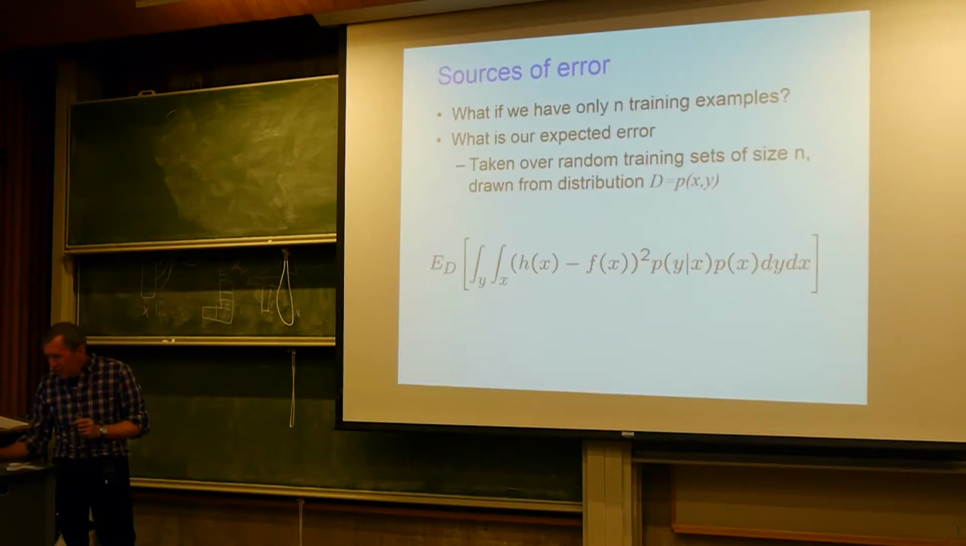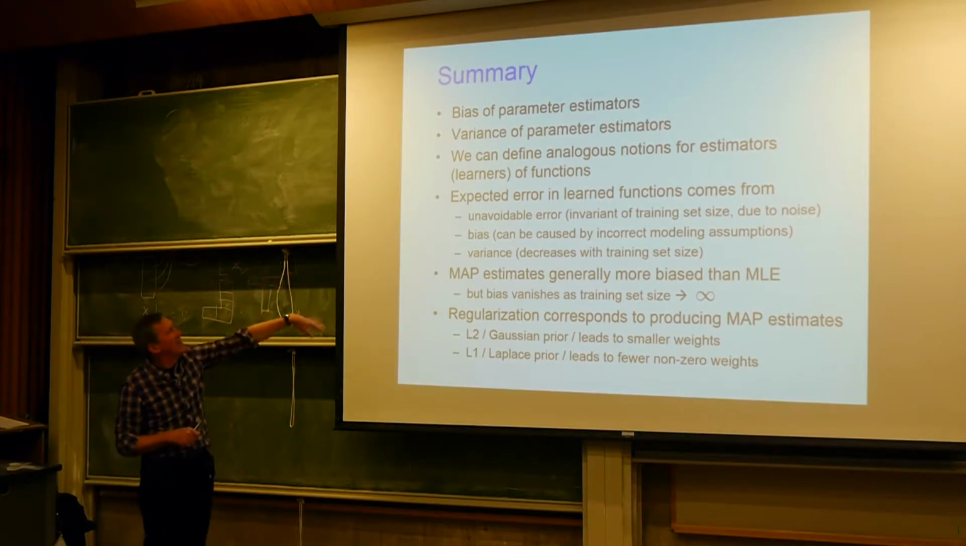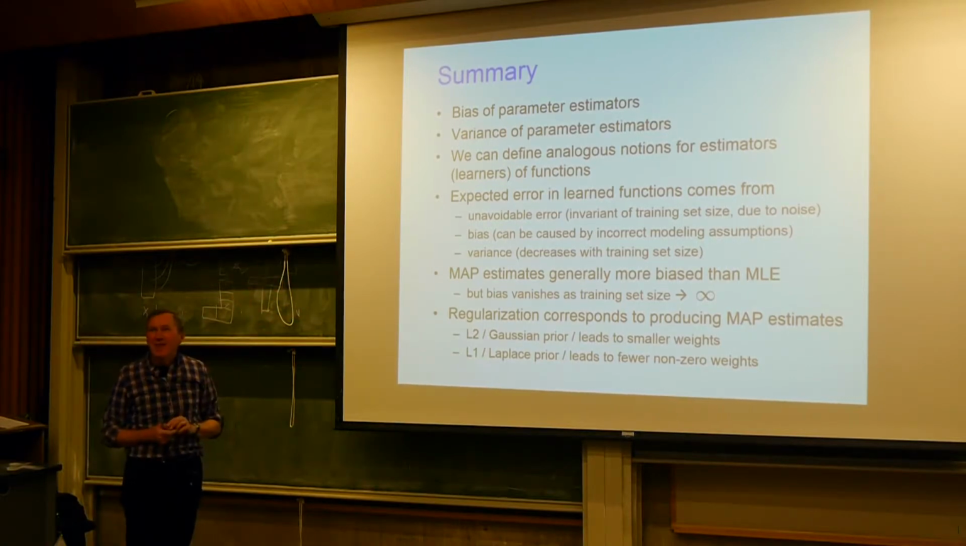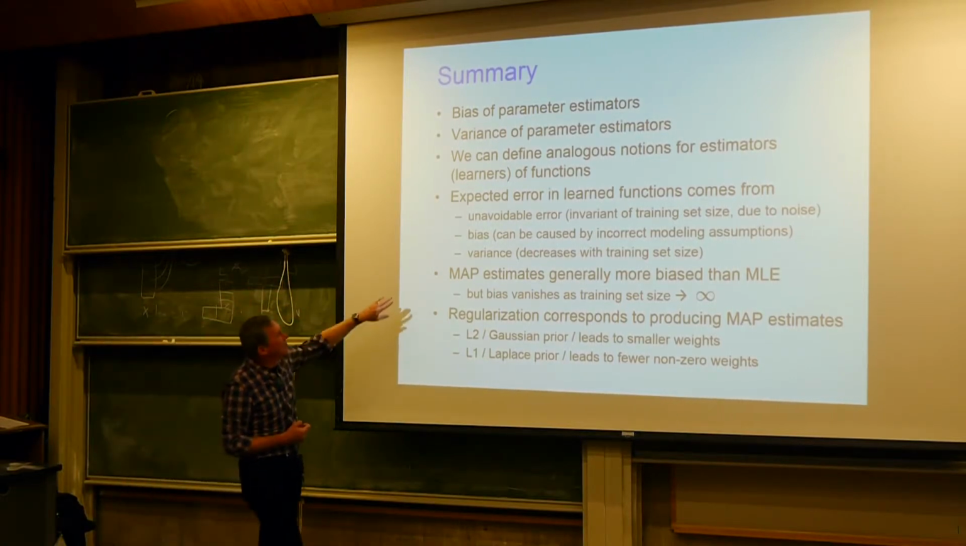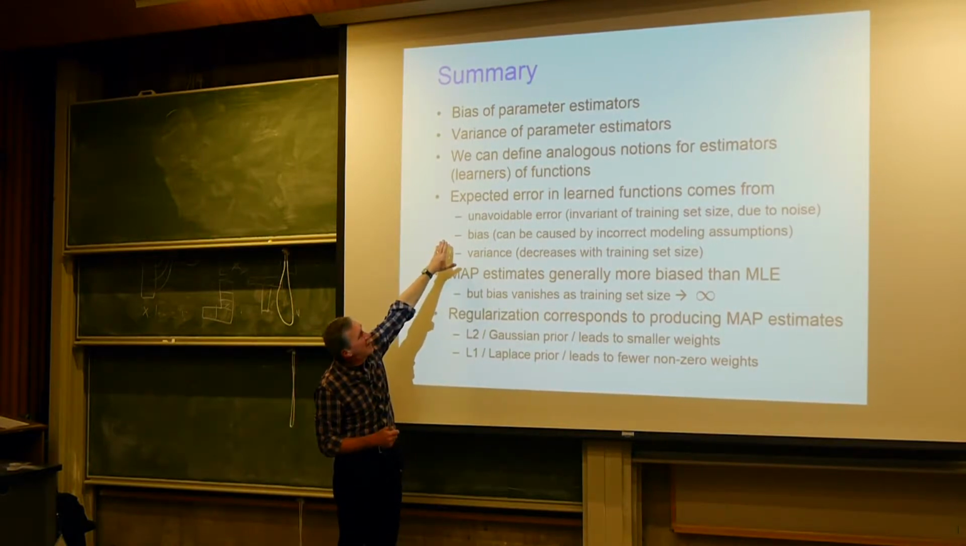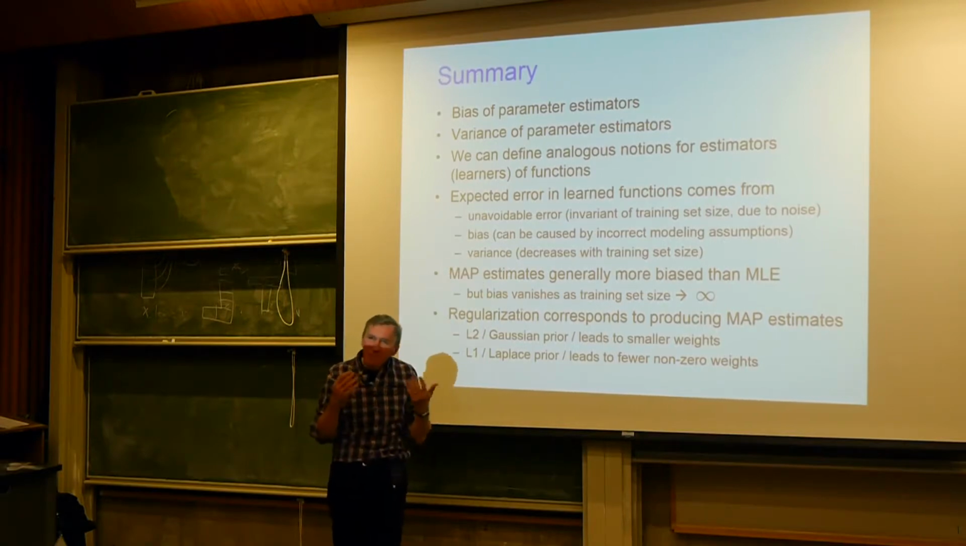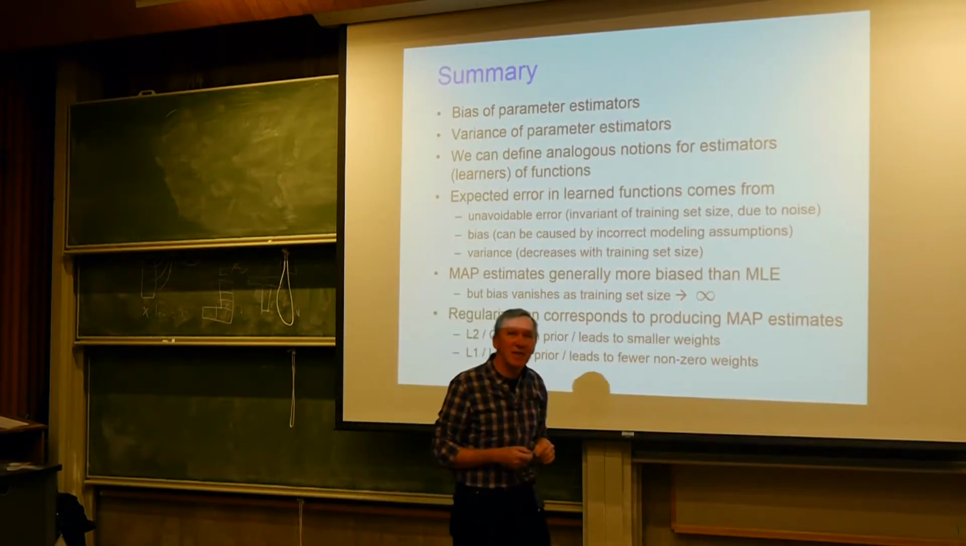Okay, so what I want you to know from all that, just know about bias and variance, and that last example you saw showed that the expected error in the predictions made by learned functions can also be factored into terms that basically reflect a bias and variance style definition.